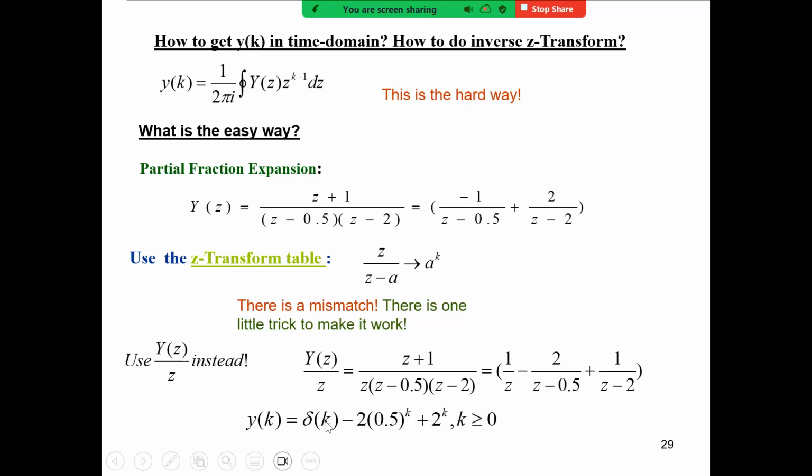Of course, here, you know this value only because there's delta k, right? When k is bigger than 0, the other values will be 0, right? So it will only have an effect when k equals 0, and you will have this term, right? When k equals 0, you get 1 minus 2 plus 1, right? That will be 0. Actually, y0 is 0, right?